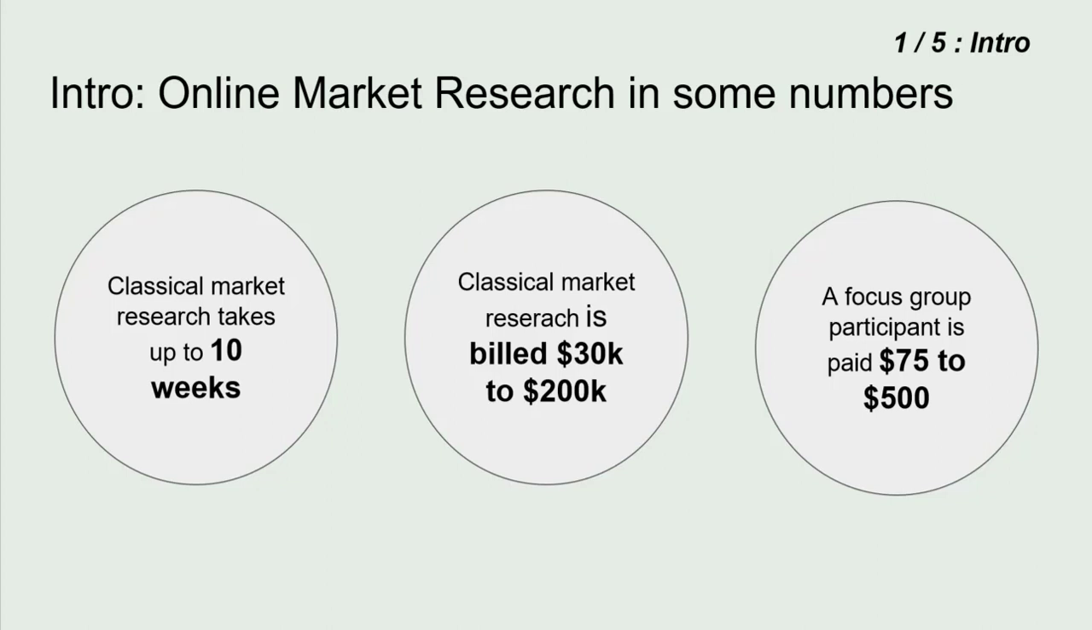Classical market research takes up to 10 weeks to be made. This period encompasses the definition of research scope, the desk research, the design and execution of primary data collection, whether it's qualitative or quantitative, the post-processing and analysis of the data, the final reporting, writing, the delivery of the research results, and the closure. In addition, classical market research is billed something between $30,000 and $200,000, and typically it costs $50,000.